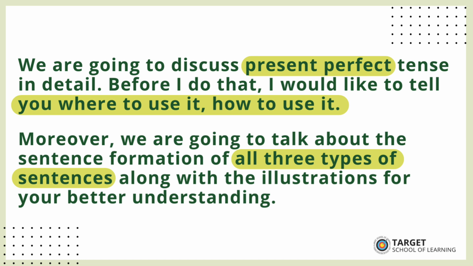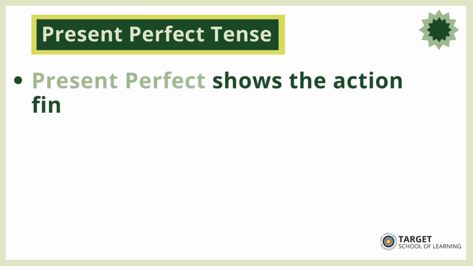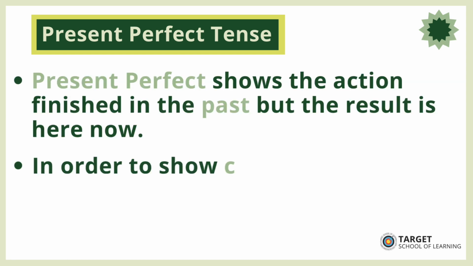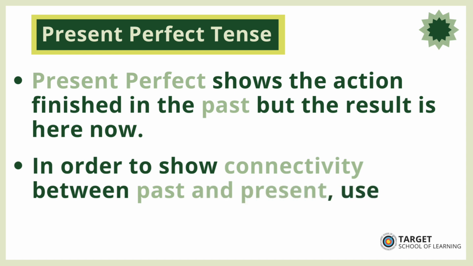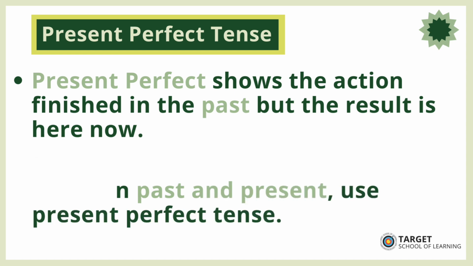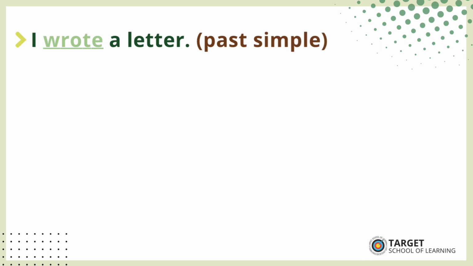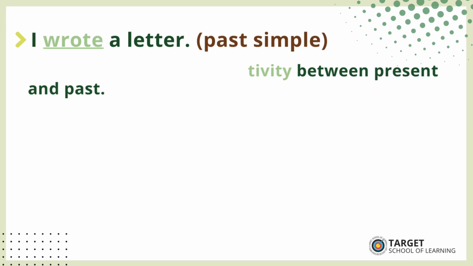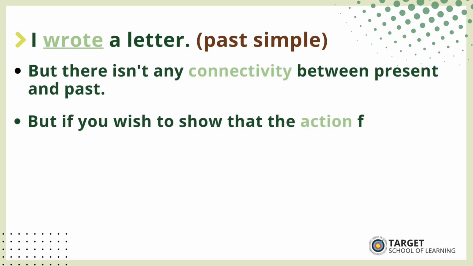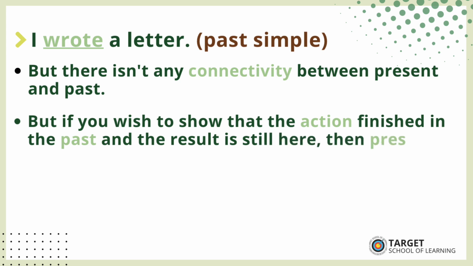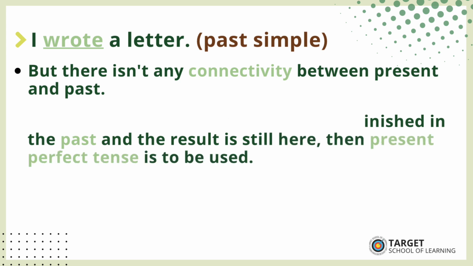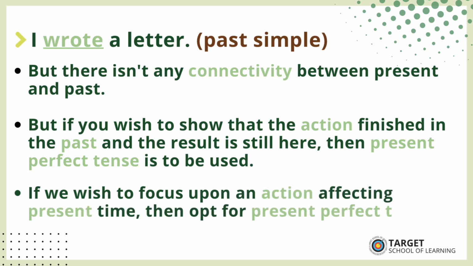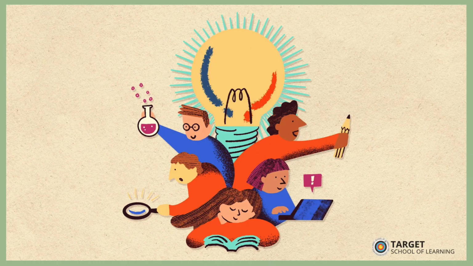for your better understanding. Present perfect shows the action finished in the past, but the result is here now. In order to show connectivity between past and present, use present perfect tense. If you say, I wrote a letter, this is past simple, but there isn't any connectivity between present and past. But if you wish to show that the action finished in the past and the result is still here, then present perfect tense is to be used. If we wish to focus upon an action affecting present time, then opt for present perfect tense.